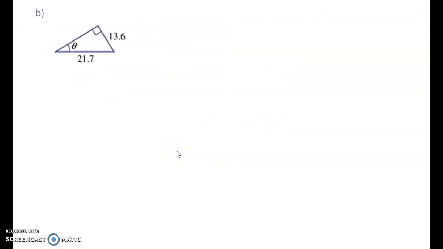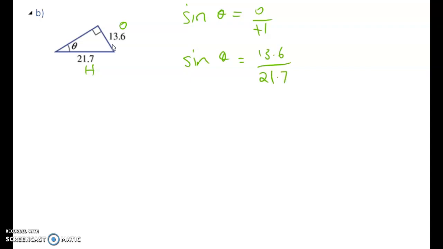Okay, I think this is the last question I'm talking through. Again, let's navigate our way around this triangle. There's the right angle, which means 21.7 is the hypotenuse. There's theta, which means 13.6 is opposite it. So we're using the sine ratio again. So opposite over hypotenuse, substitute the information we have. We have got 13.6 over 21.7. Now we're going to rearrange the equation.